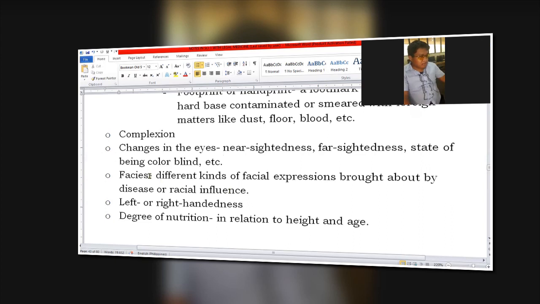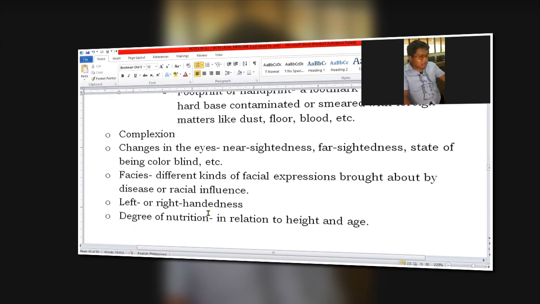Faces. Yan. So mga faces, different kinds of facial expression brought about by disease or racial influence. So, ang faces kaya meron tayong tinatawag na mongoloid face. Yan. So, base ito sa itsura ng mukha. No? Either because of race, no? Or because of disease. No? Kaya merong mga ibang tinatawag na mongoloid face. Yan. Mongoloid. Ang mongoloid is malaki yung cheekbone niya. Yan. Okay? Yan ang faces.